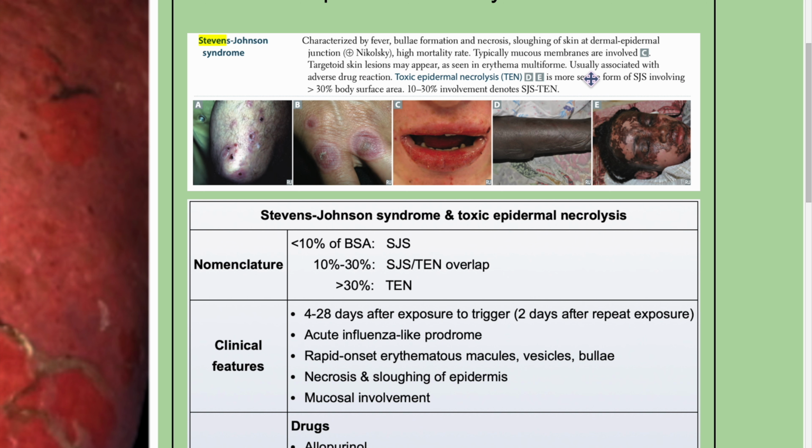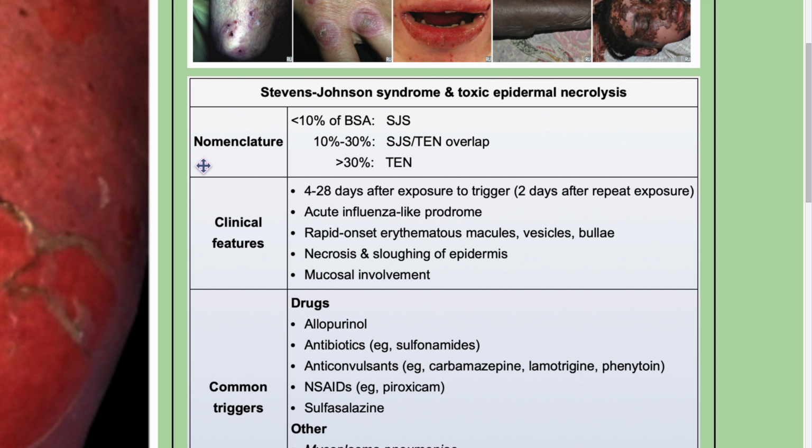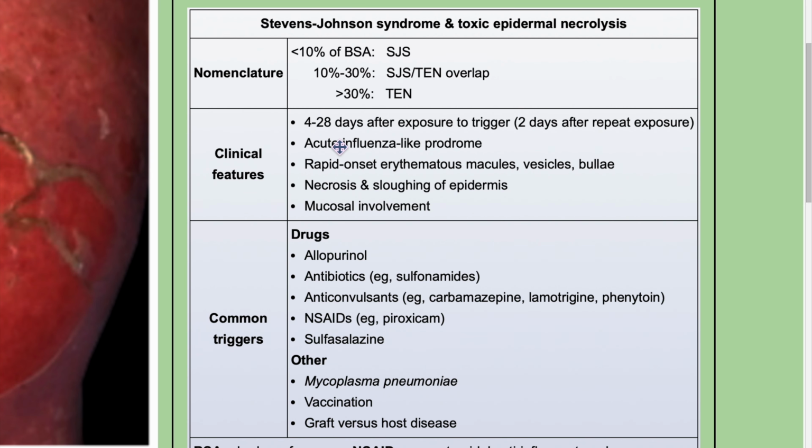So less than 10 body surface area covered, then SJS; more than 30 is TEN; and if it's between 10 to 30, it's both. So what does that mean?